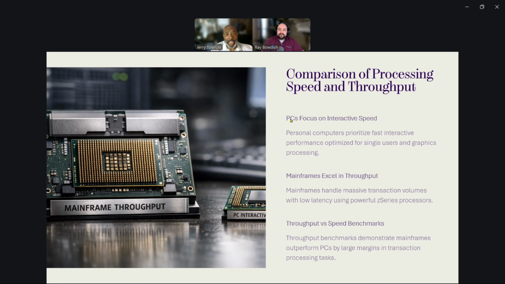Let's talk about, Ray's going to talk about speed and throughput. Yep. Speed and throughput, as I mentioned in the first part with the hardware, your PC focuses on interactive speed of things. You say something to the computer, it says something back, and it's this back and forth communication that most computer users are going to be experiencing.